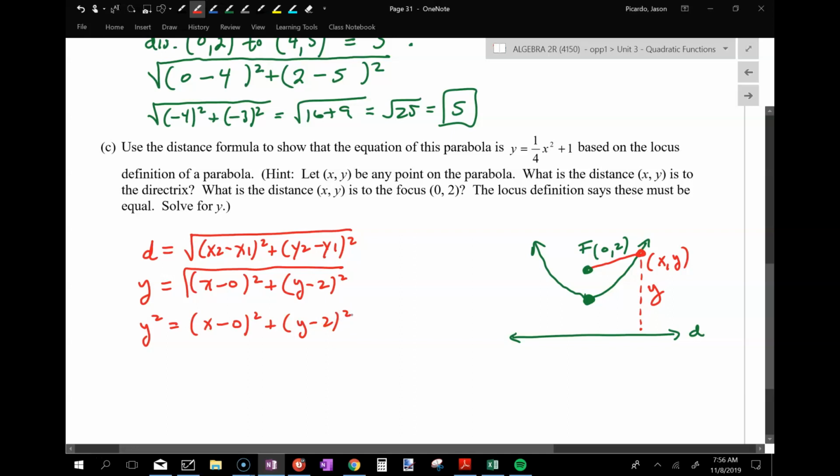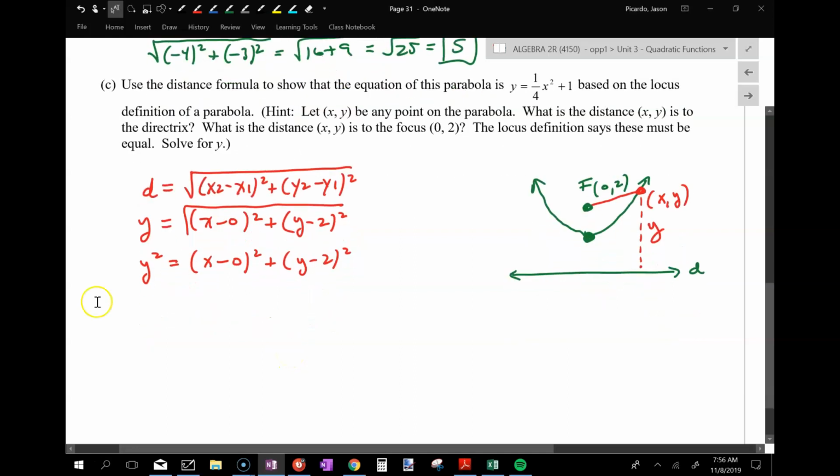When I square both sides, I get that. Okay. Guys, what's this going to give me? What's x minus 0? X. So this is just going to become an x squared. Do we agree with that? And then what do I have here? I have y minus 2 squared. Isn't that y minus 2 times y minus 2? Doesn't that require me to do some FOILing? So I have y squared equals x squared plus y minus 2 times y minus 2. And that's going to make me FOIL that.